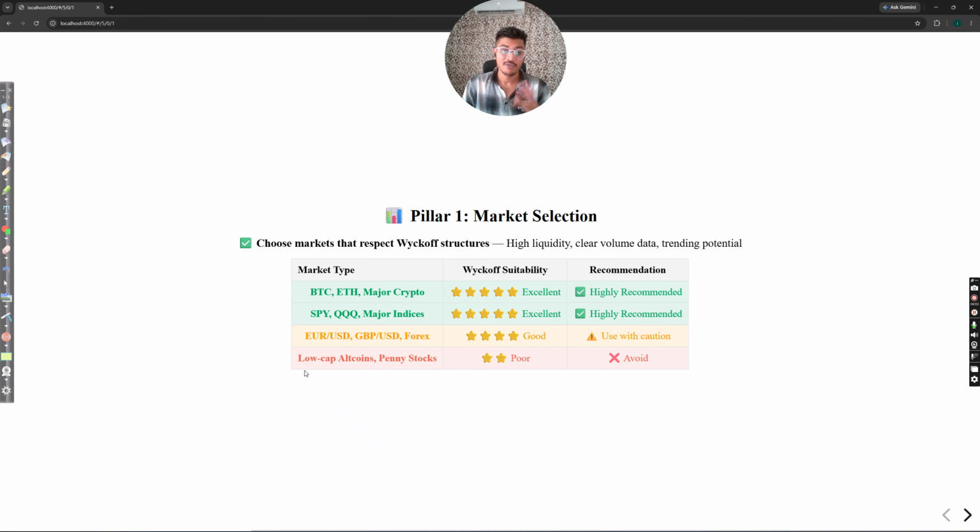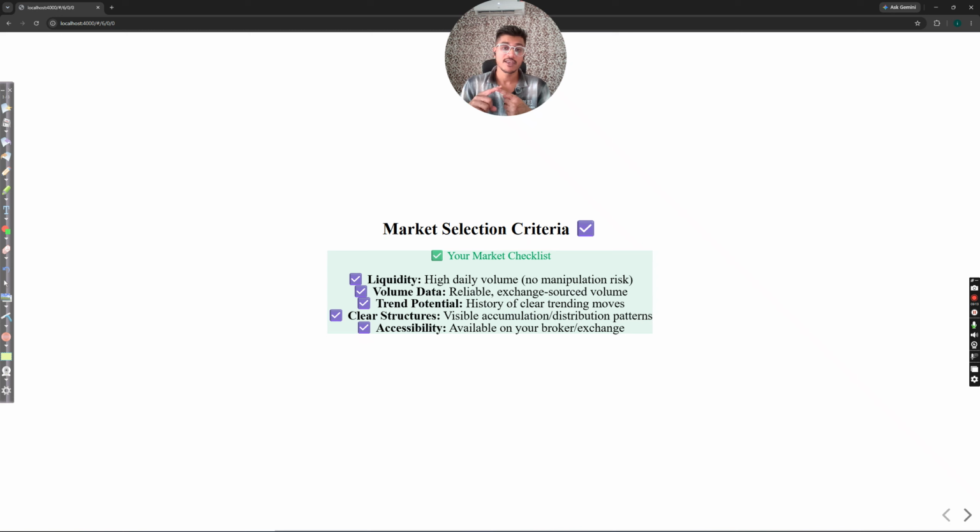So here are the market selection criteria that we will be putting in our trading plan. First of all, as I told you guys, is liquidity. This is your checklist. You should look at each step in order to select the market that you want to trade. Liquidity: we need high daily volume, which ensures there's no manipulation risk. Second is your volume data. We need reliable exchange-sourced volume.